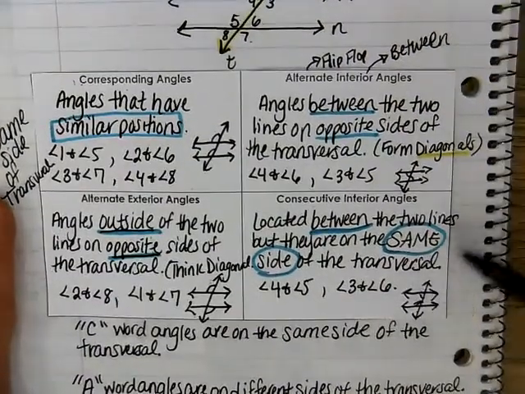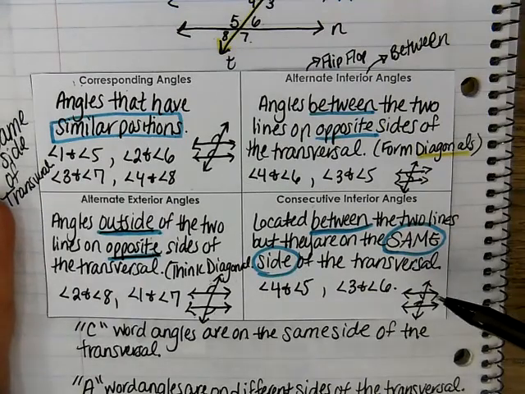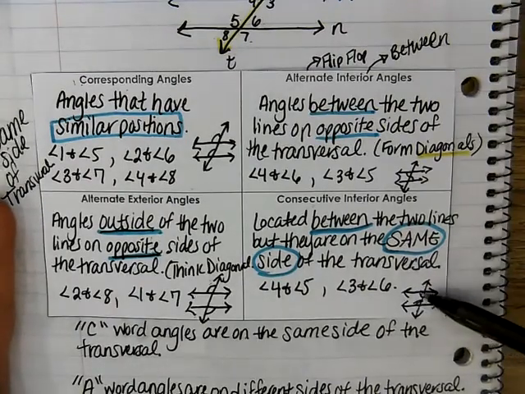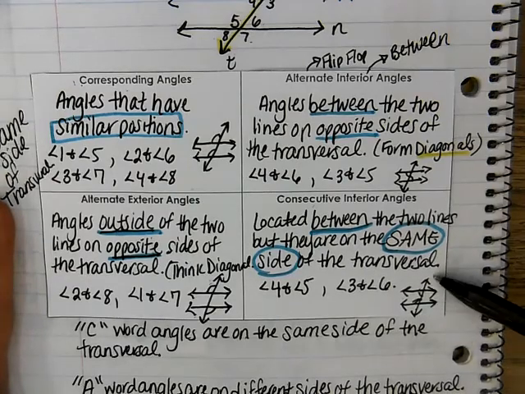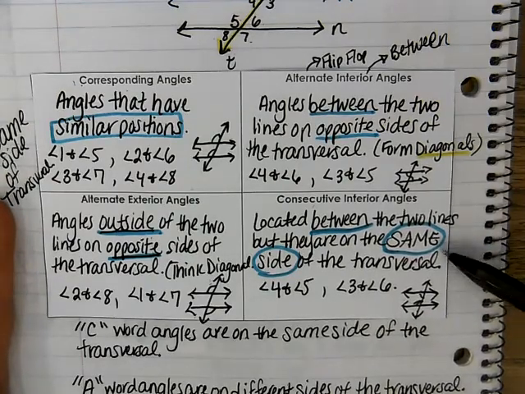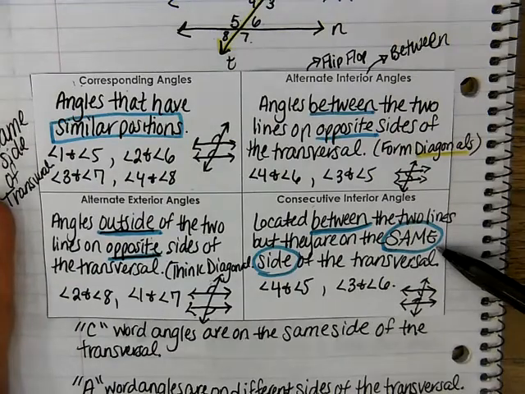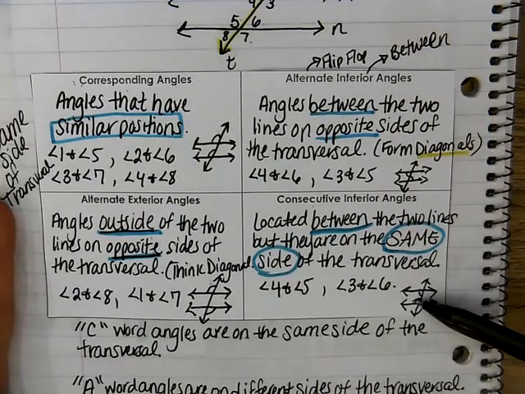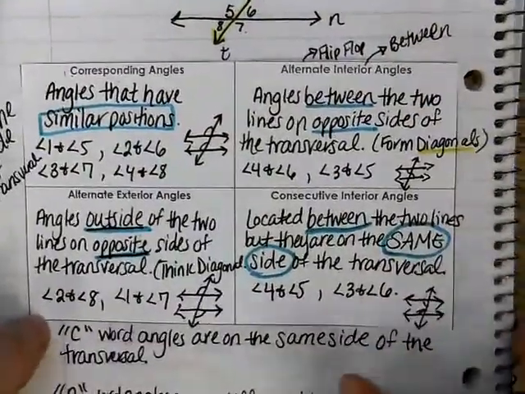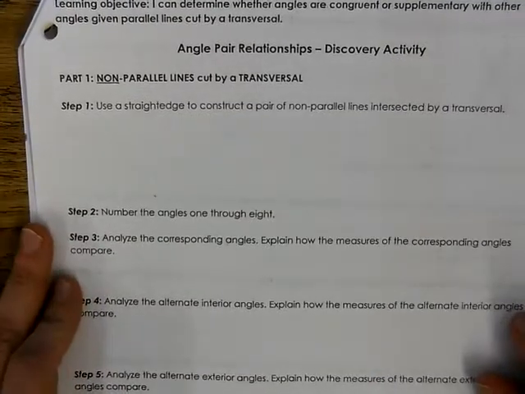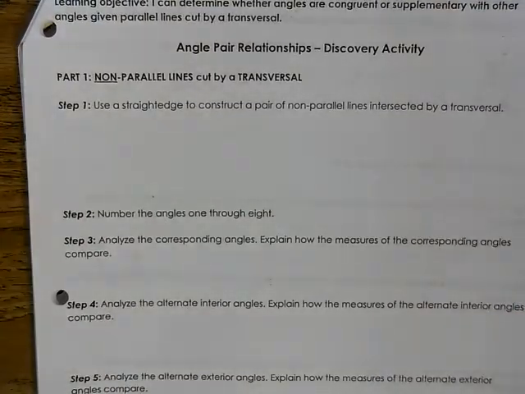And finally, we had consecutive interior angles. Consecutive interior angles are on the interior, so between the 2 lines that the transversal is cutting through, and they're on the same side of the transversal line. So, we are going to be working with all of these relationships and investigating what happens if the lines that are being cut by the transversal are parallel versus not parallel.